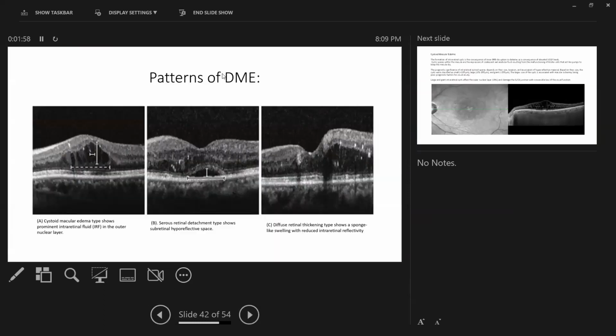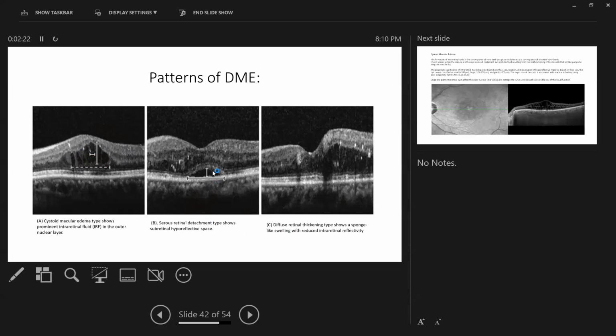So now when we look at diabetic macular edema, on the OCT we can identify 3 types. The first type is cystoid macular edema. Usually we find a loss of the foveal contour with multiple hyporeflective spaces, usually found in the outer nuclear layer. So this is the first type.